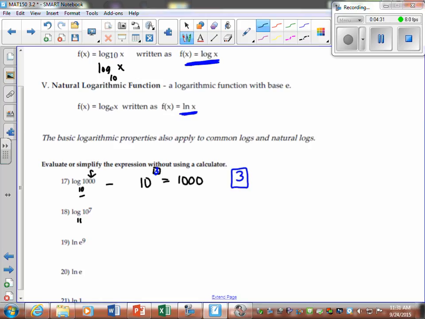There's a known base 10 here. When I put that there, it makes it easy to see my property, because when this matches this, the answer is just 7. Okay. A natural log of e. What's the known base of a natural log of e? Known base e. And then if I put my known base in there, then it's clear to see that it is equal to 9 using our properties.